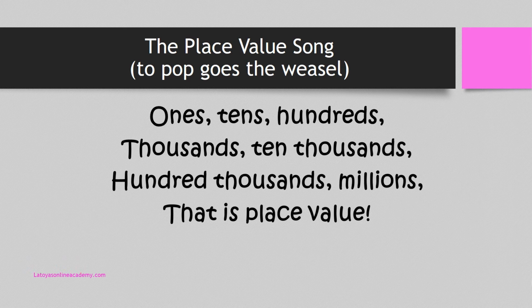Let's try singing the place value song to the Pop Goes the Weasel tune. Here goes. Ones, tens, hundreds, thousands, 10,000s, 100,000s, millions. That is place value.